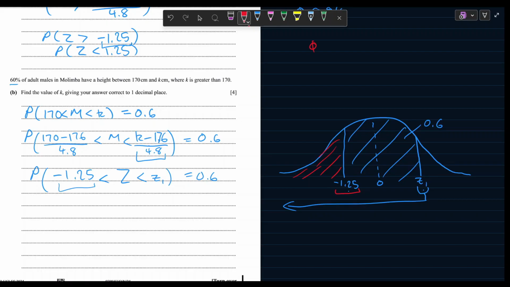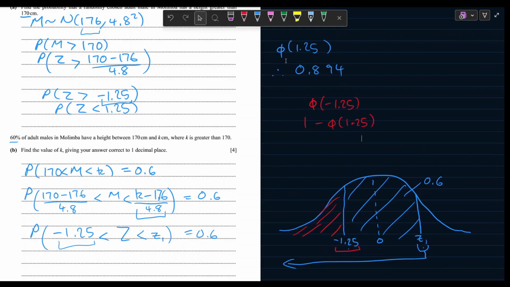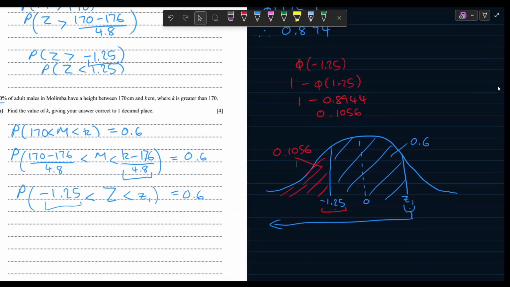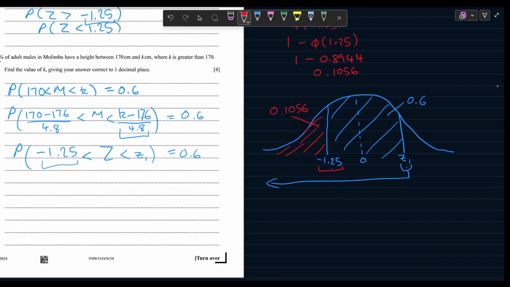If we can find that, then that will give us enough information to find Z1. So essentially what we want is phi of negative 1.25. This is essentially 1 minus phi of 1.25. Phi of 1.25 we evaluated in the earlier question. It's 1 minus 0.8944 if we're going to be exact. So that's 1 minus 0.8944. That gives us 0.1056. So it means this area here is 0.1056.